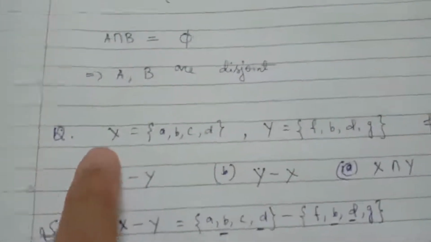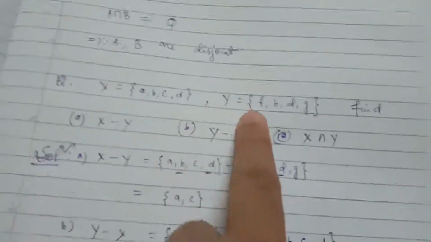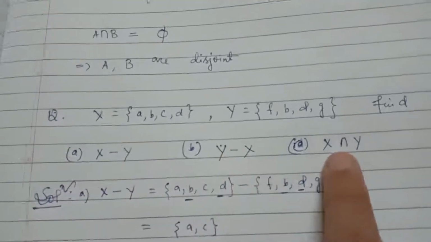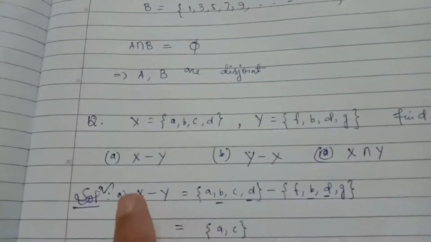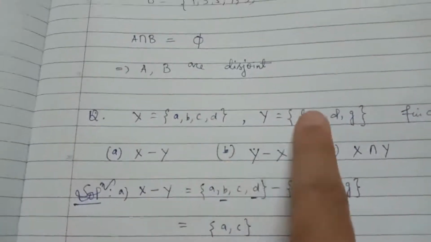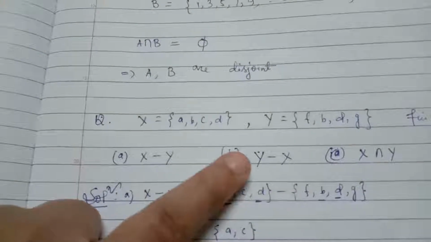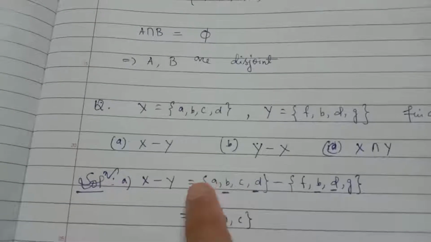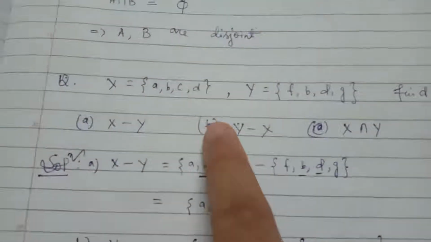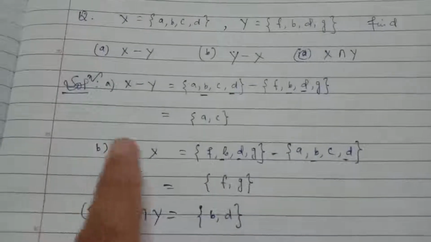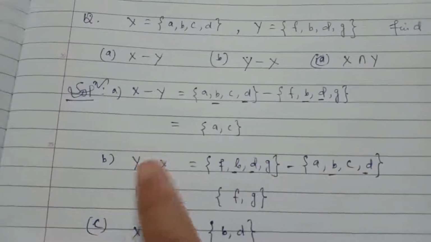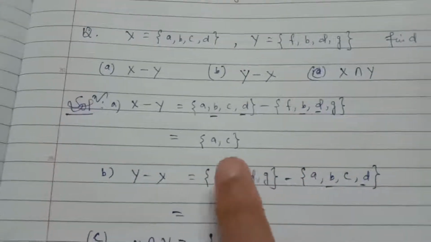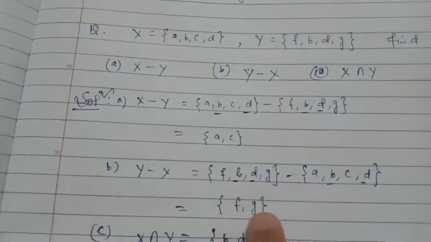Next, X equal to {a, b, c, d}, Y equal to {f, b, d, g}. Find X minus Y, Y minus X, X intersection Y. X minus Y: this is the set X, this is the set Y. X minus Y means we have to write elements of this set, removing the common elements. So I have removed b and d. The answer is a, c. Similarly, we have to find Y minus X. Y minus X means we write elements of Y, removing the common elements. b, d are the common elements. I have removed b and d. The answer is f and g.